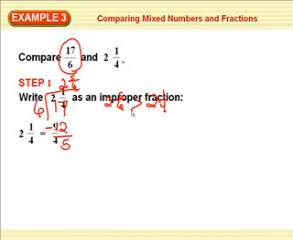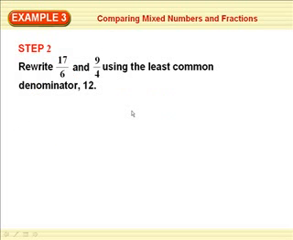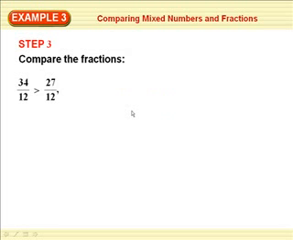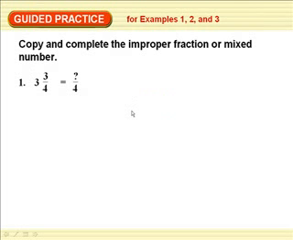And look, they did the opposite. They divided, made it a mixed number, and then got common denominators. I think it doesn't really matter which way, but this way looks like a lot more work. And they are still going to come up with the same answer, greater than. Okay, copy and complete the improper fraction or mixed number. So we just have to fill in the blank right here. 4 times 3 is 12, 13, 14, 15 fourths. It's just 15.